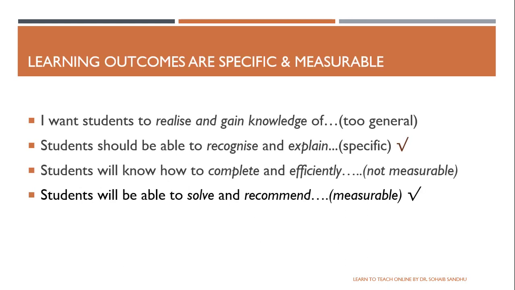So here are some examples of the beginnings of learning outcomes. The first one, I want students to realize and gain knowledge of. It's a bit too general. Look at the second one. Students should be able to recognize and explain. So you have these action words, recognize, explain. Or you might be able to test whether someone recognizes something by, for example, showing them a picture. Or you might want someone to explain something. The third one, students will know how to complete and efficiently. So complete, well, a lot of things can be completed. Efficiently, well, how do you know if it was done efficiently?